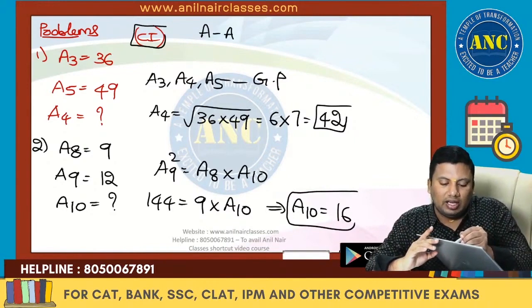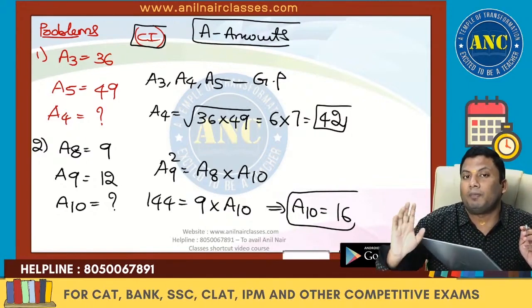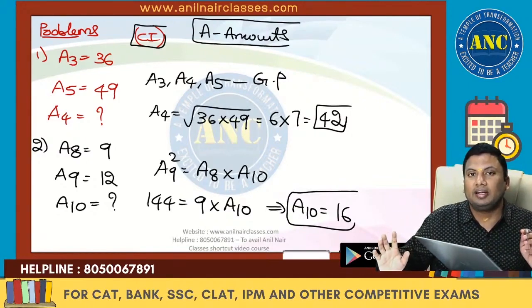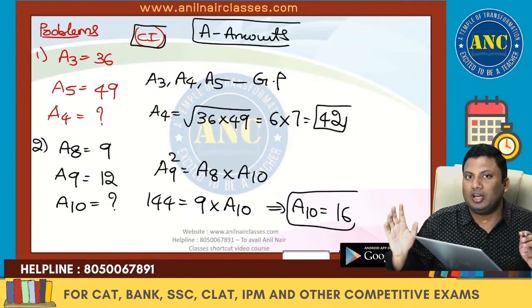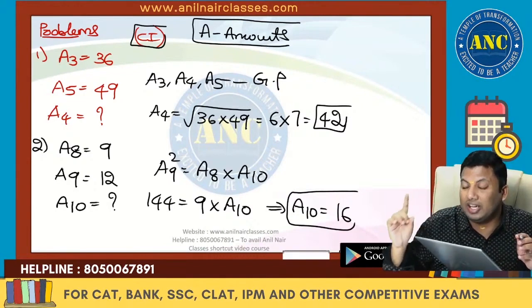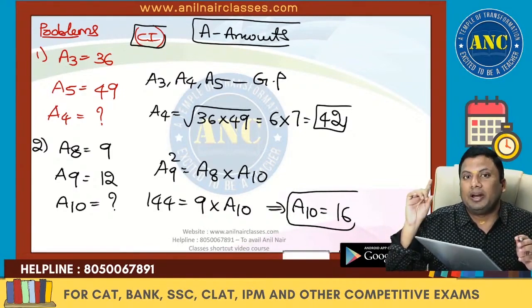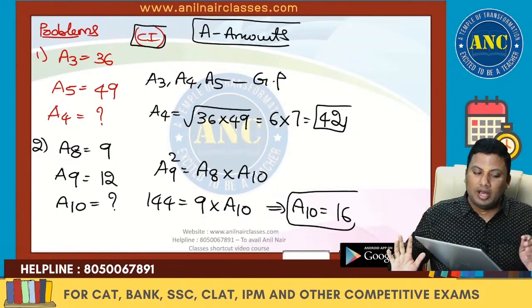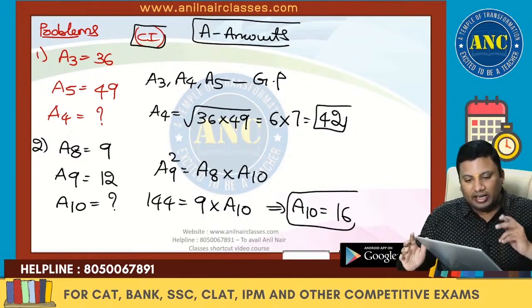What are these A's? These are the amounts. A very, very important point in compound interest problems: three consecutive amounts will always be in geometric progression. Point number 1, the ratio between initial value and final value will be the same. And point number 2, if the ratio is the same, the multiplicative factor will also be the same. I hope you got an understanding of this concept.